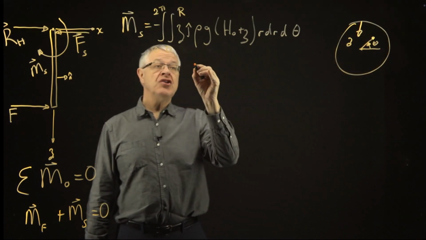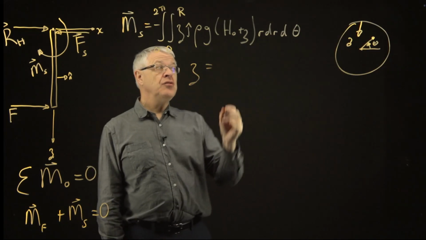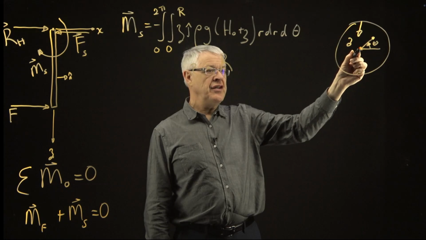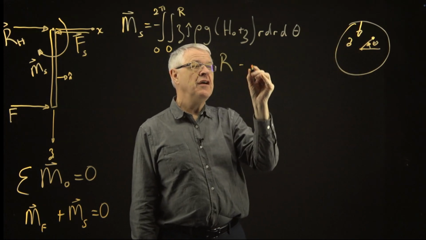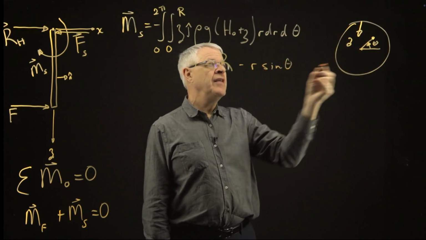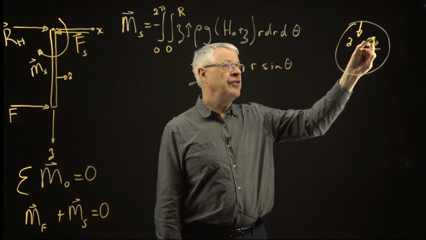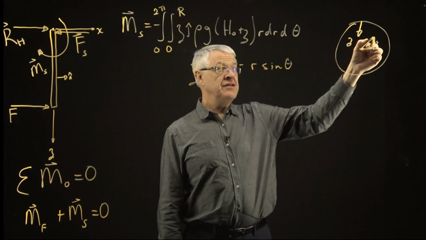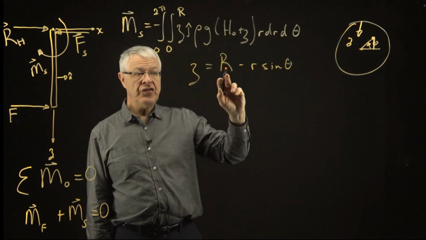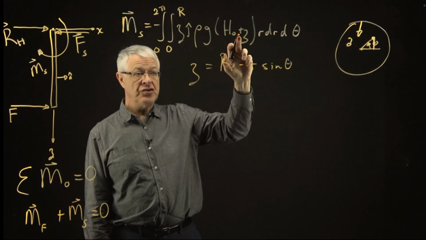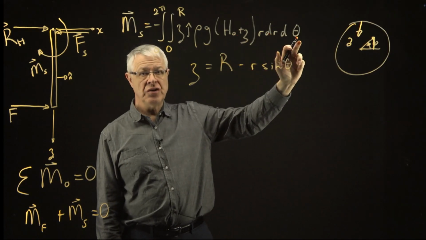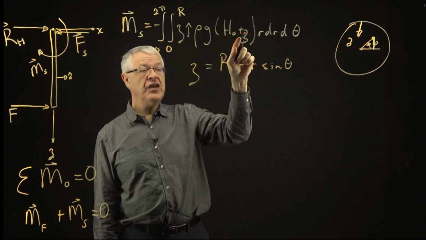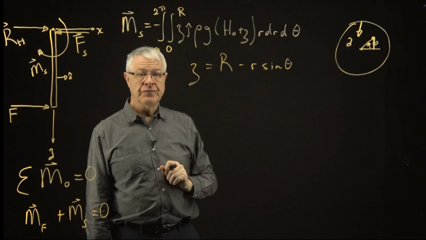So that equation is going to be z is equal to r, which is the distance from there down to the center, minus r sine theta. And r sine theta will be this vertical distance here. So the z coordinate at that point is r minus r sine theta. So this is the equation that connects z, which occurs in here, to our variables of integration r and theta. So we need to substitute this in for these two z's before we can do the integration.